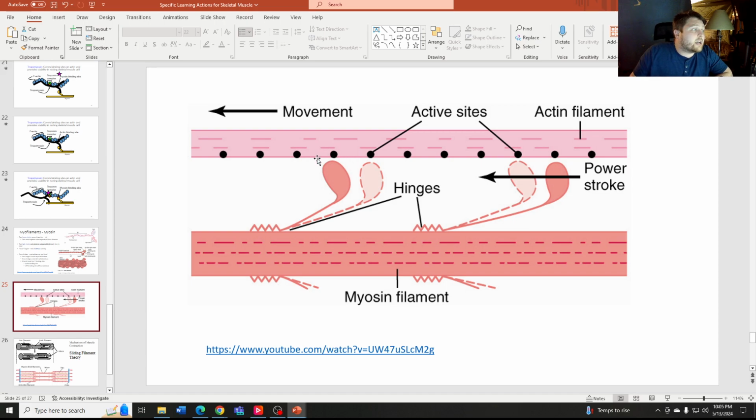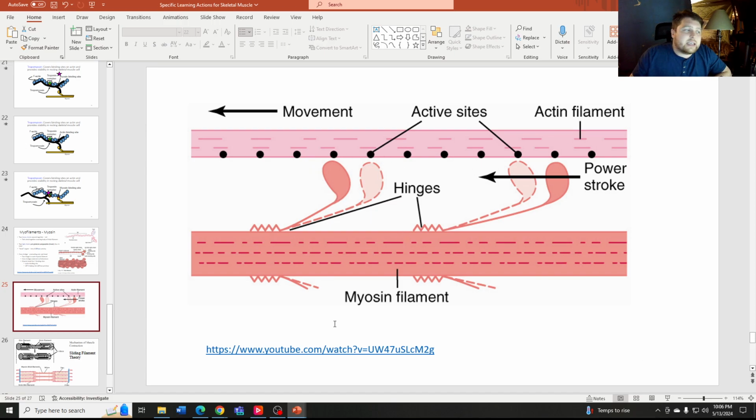Then an ATP comes along. ATP binds to the myosin head. It's dephosphorylated from ATP to ADP, thus giving its energy to the myosin head. That's going to break off the myosin head. It releases the myosin head, and the myosin head cocks again, now having taken that energy from the ATP, and it can then bind again and perform a power stroke.